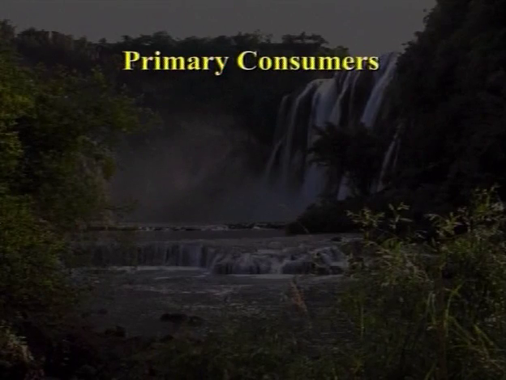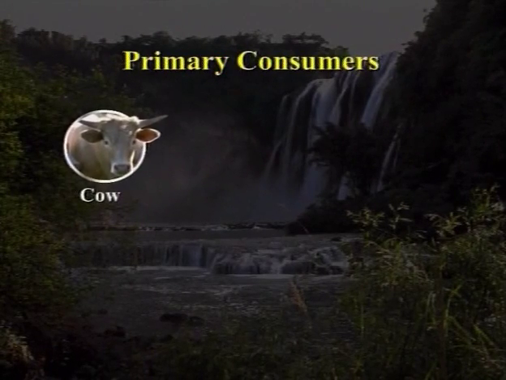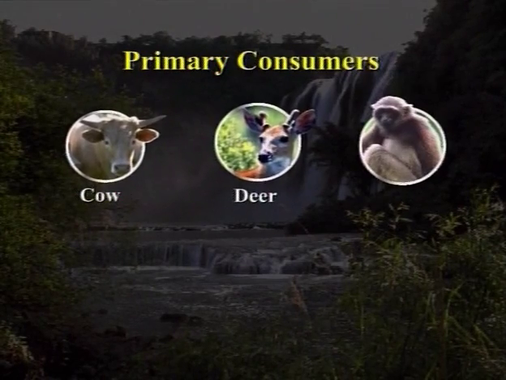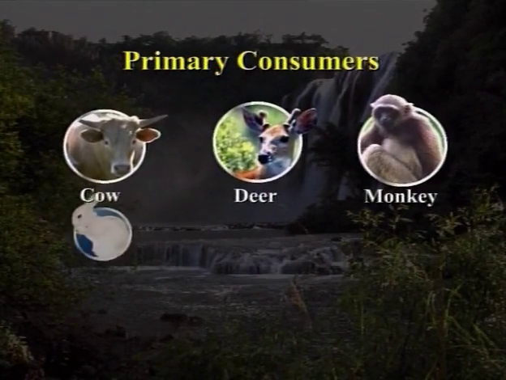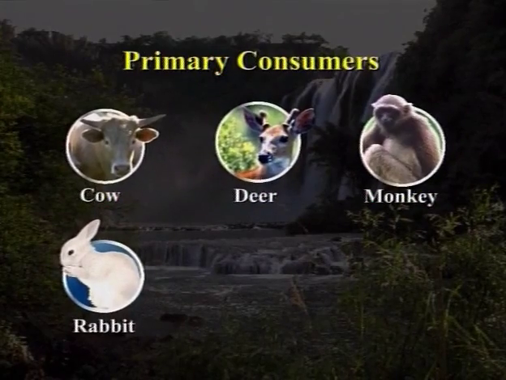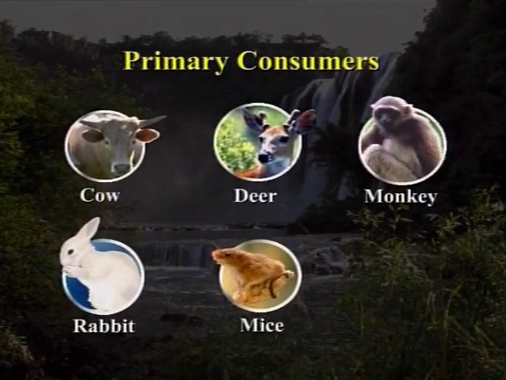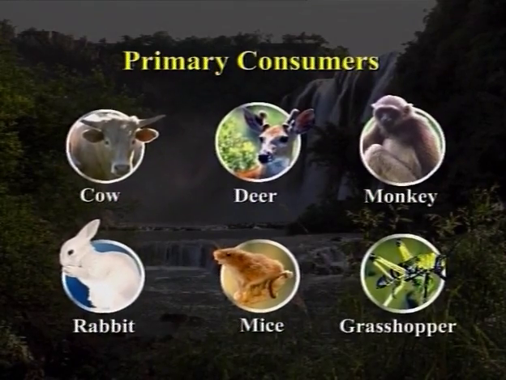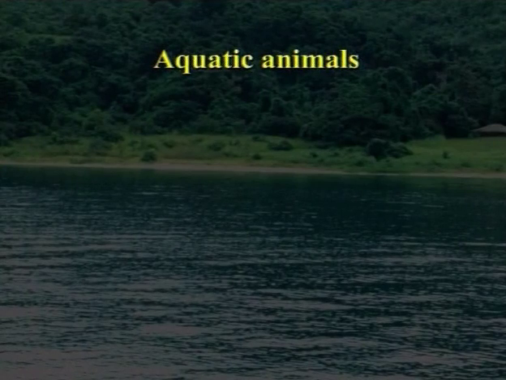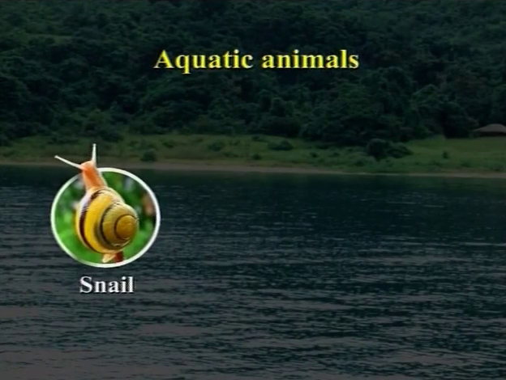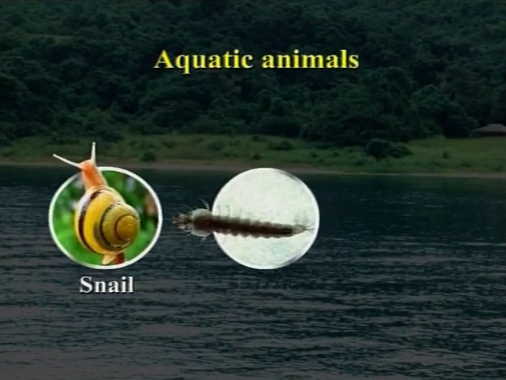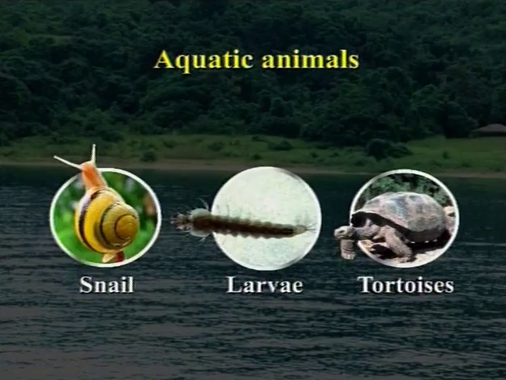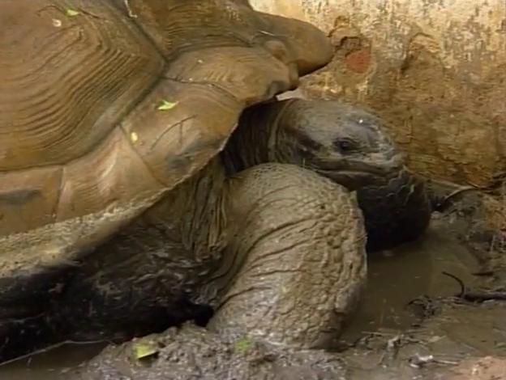Some of the examples of primary consumers are cow, deer, monkey, rabbit, mice, grasshoppers, and aquatic animals like snails, mosquito larvae, and tortoises, which eat plants and plant products.